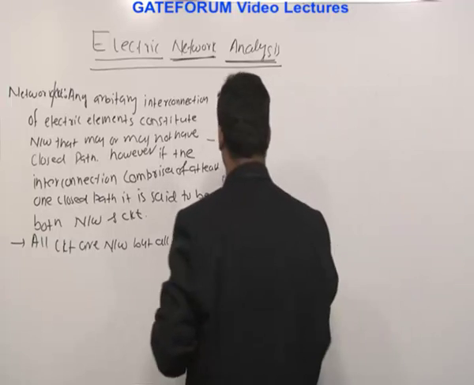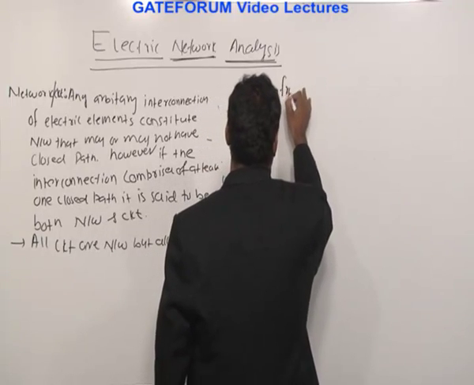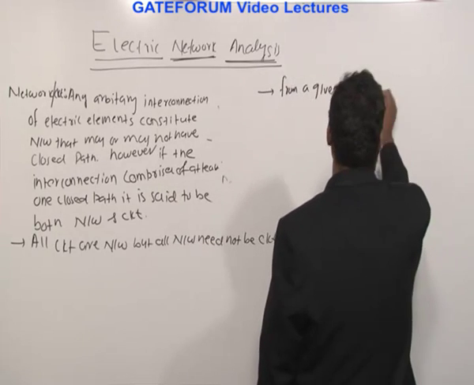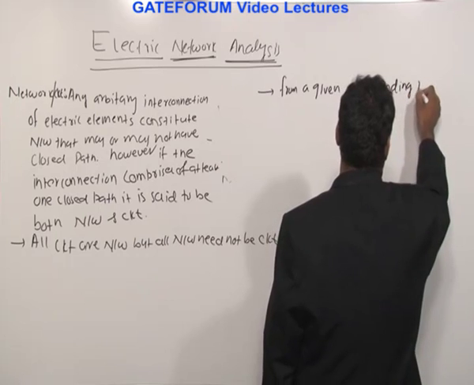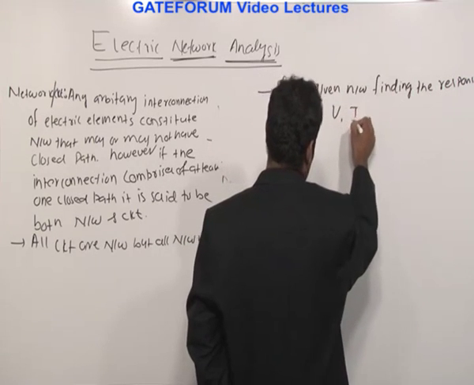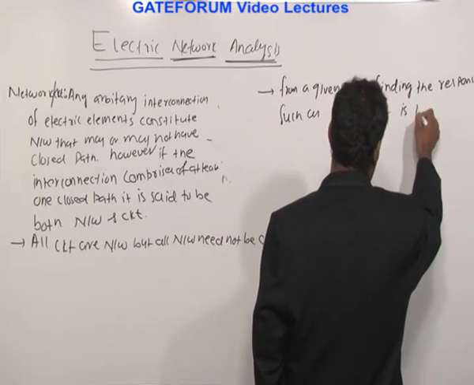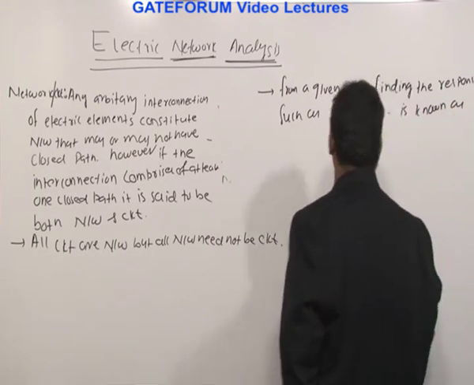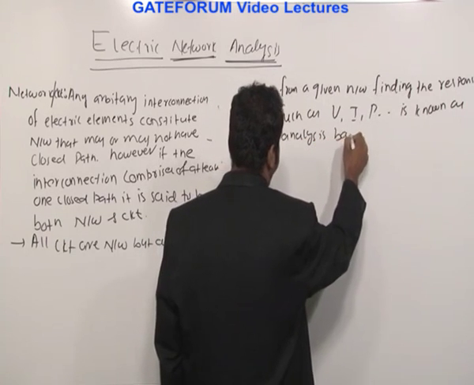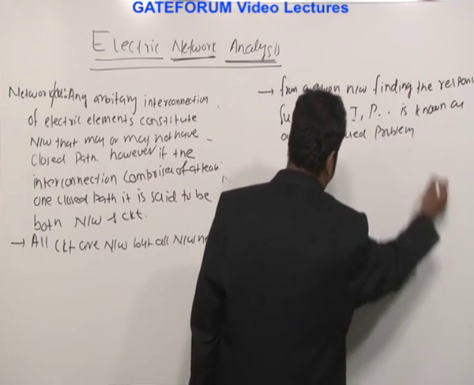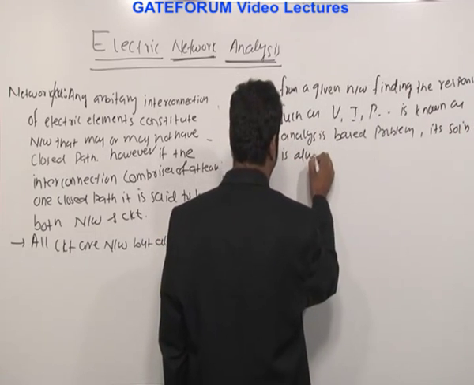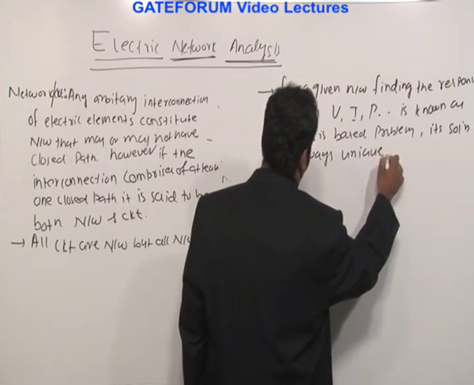Next point is, from a given network, finding the response such as voltage, current, power, etc. is known as an analysis based problem. And its solution is always unique.